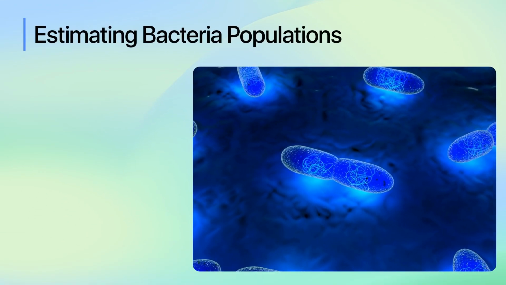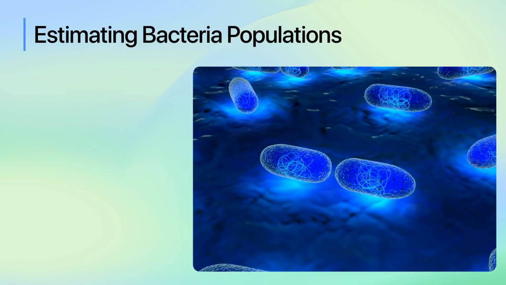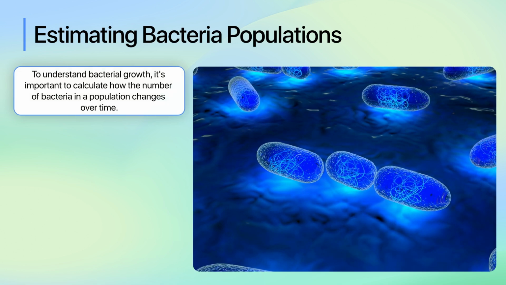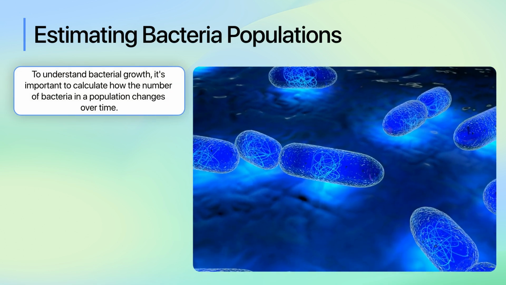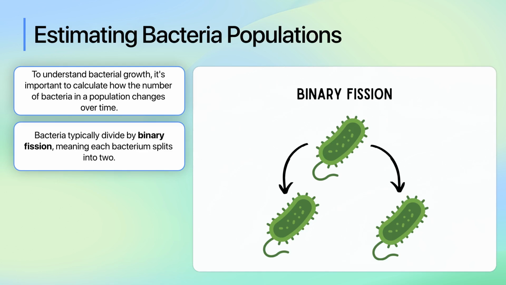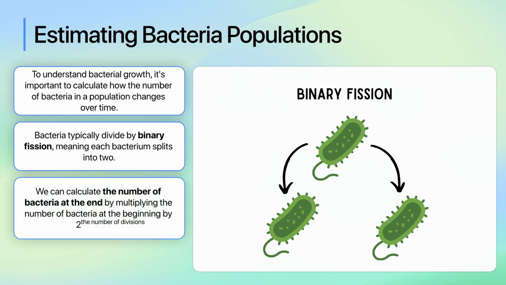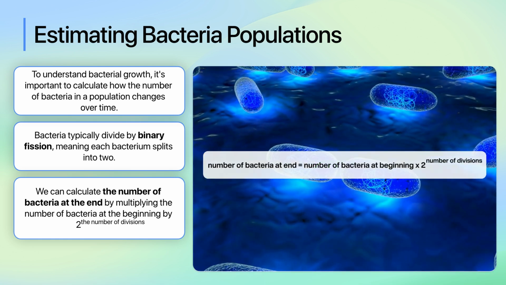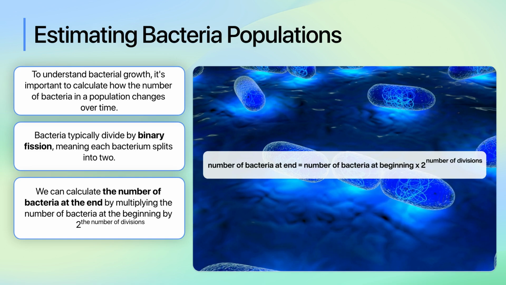Now let's look at how we can estimate the number of bacteria in a population. To understand bacterial growth, it's important to calculate how the number of bacteria in a population changes over time. Bacteria typically divide by binary fission, meaning each bacterium splits into 2. Given the mean division time, you can estimate the bacterial population using the formula: number of bacteria at end equals number of bacteria at beginning multiplied by 2 to the power of number of divisions.